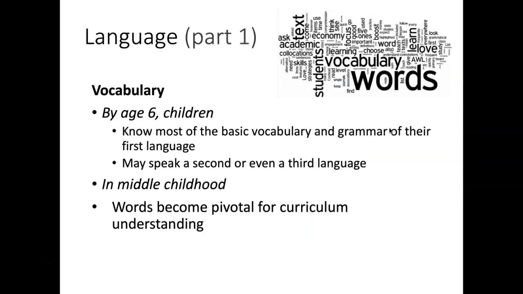Language is a really important part of learning for children. So by age 6, children know most of the basic vocabulary and grammar of their first language, or at least the most basic forms. They may speak a second or even a third language by the age of 6, depending on the exposure they've had.